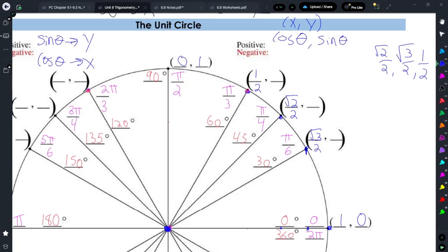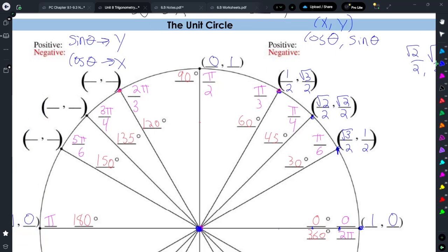Now the y values, the square root of 3 over 2 and 1/2 go together. So the y values for those have to be, for pi over 6, 1/2, and for pi over 3, square root of 3 over 2. And at 45 degrees, they're both the same. Remember what we had on our first day of notes, that the sine and cosine of 45 degrees was the same.